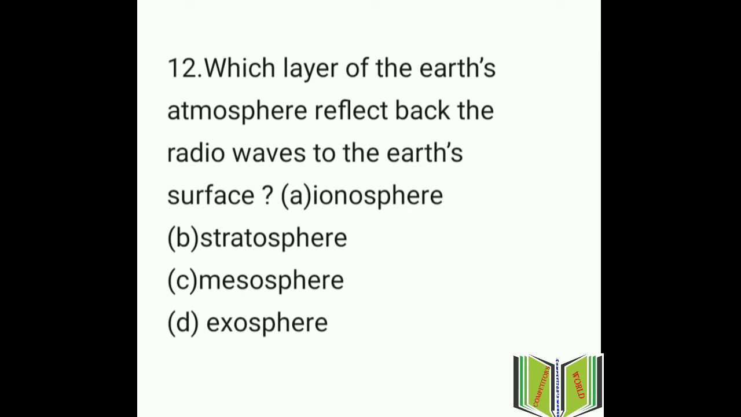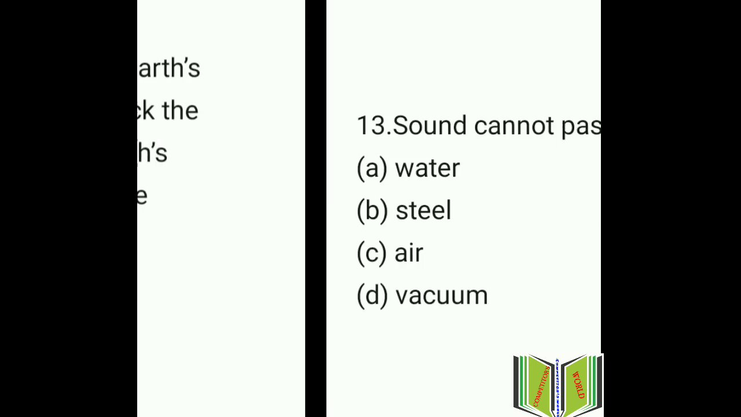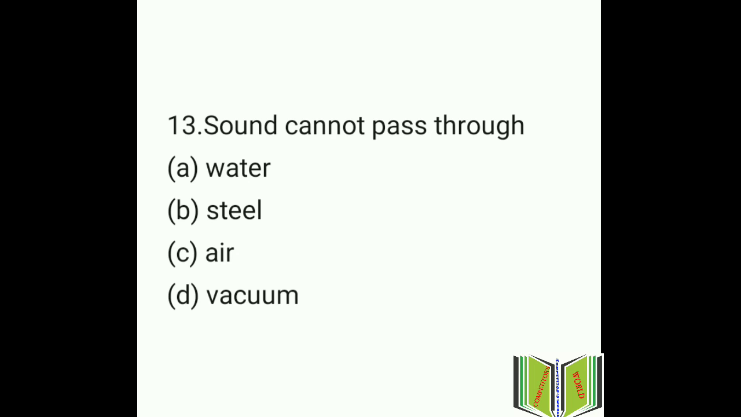So move on to the next question, question number 12. Which layer of Earth's atmosphere reflects back the radio waves to Earth's surface? Option A ionosphere, option B stratosphere, option C mesosphere, and option D exosphere. So what is the answer? Here the answer will be option A. Ionosphere will be the right answer. Clear?